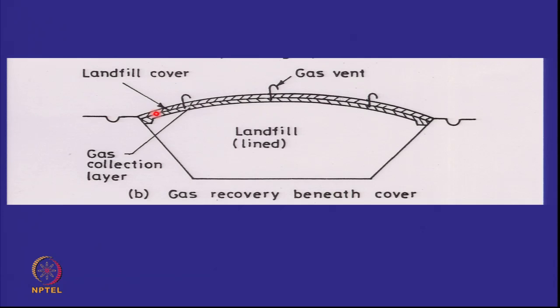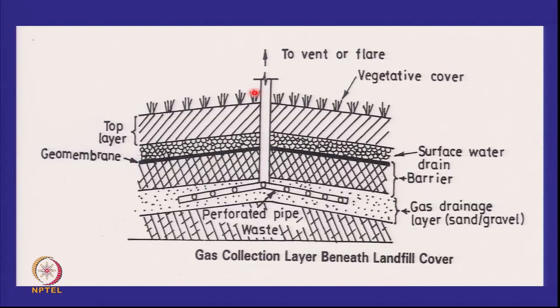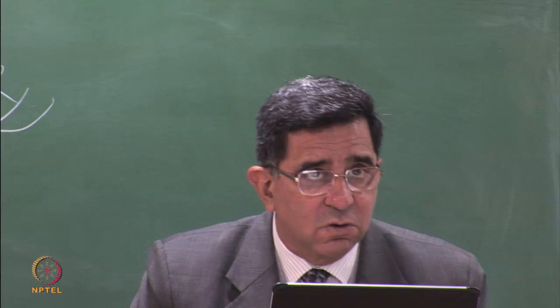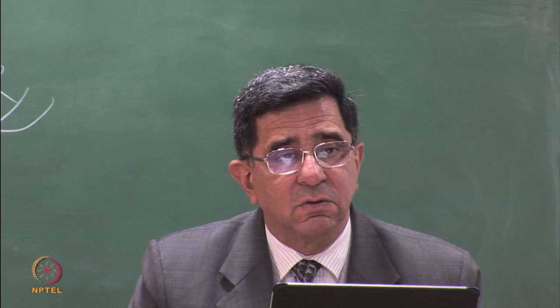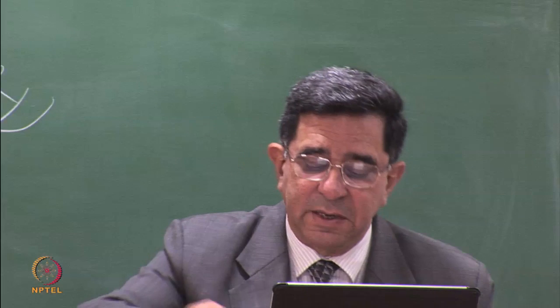But for this to function well, the liner must be there so that the gas cannot go out any other way but only come out through the top. And if I look at it a little closely, I have my waste, a foundation layer if required, a gas collection layer, a composite barrier, a surface drainage layer, and the topsoil and the protective layer. And this is the vent. Today you may allow it to vent into the atmosphere. Tomorrow if the government says no greenhouse gas emissions, you may put a header pipe and flare it and utilize it. But that is the concept of a passive venting system.